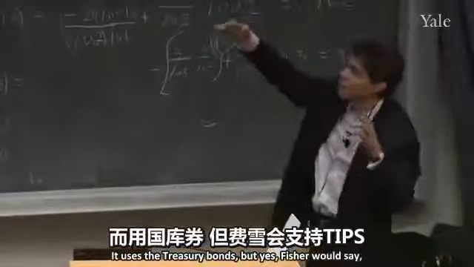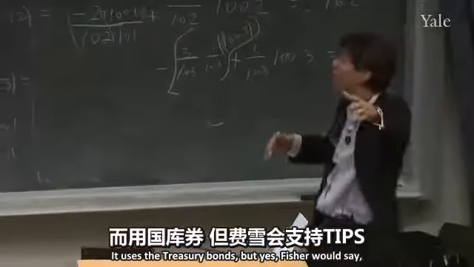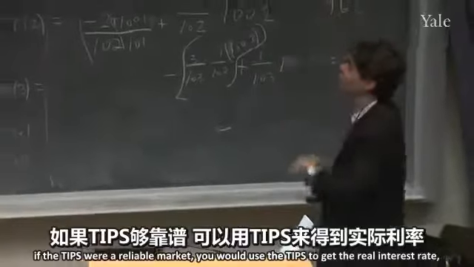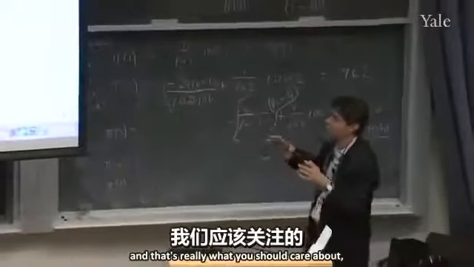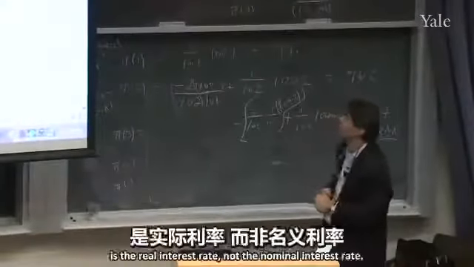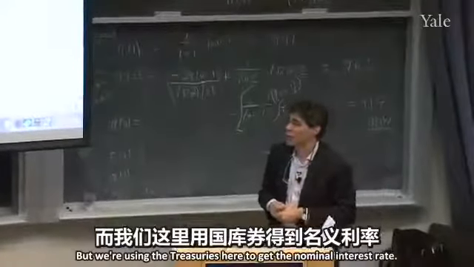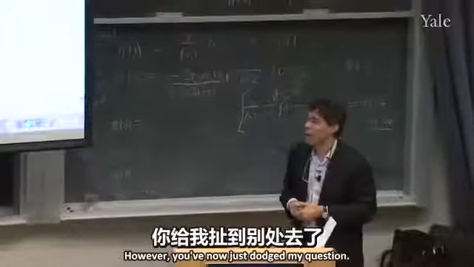It uses the treasury bonds. But yes, Fisher would say if the TIPS were a reliable market, you would use the TIPS to get the real interest rate, and that's really what you should care about, the real interest rate, not the nominal interest rate. But we're using the treasuries here to get the nominal interest rate. However, you've now just dodged my question.